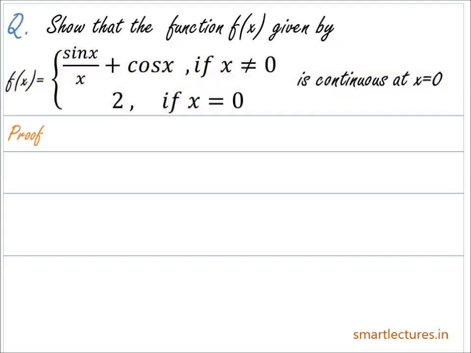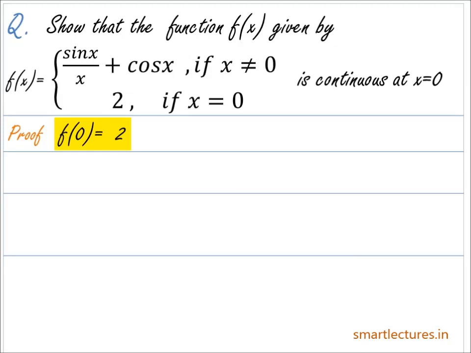Now in order to prove that f of x is continuous at x equal to 0, we shall first check whether this function is defined at x equal to 0, and then we shall find the limit of the function at the point x equal to 0. And if its limit is equal to the value of the function at x equal to 0, then only this function will be continuous at this point. Now as per the function, the value of this function at the point x equal to 0 is 2. That means f of 0 is equal to 2.